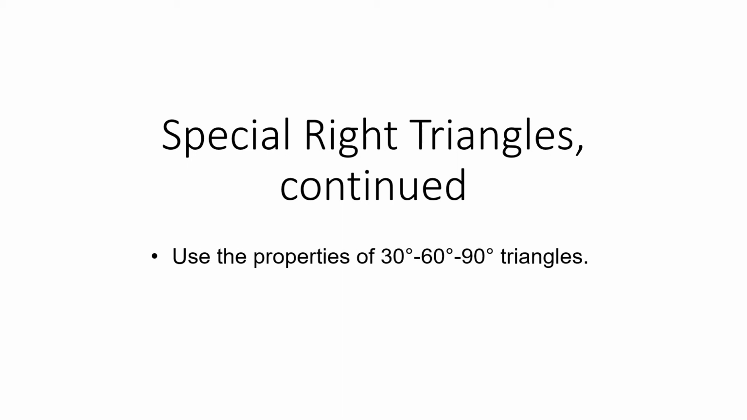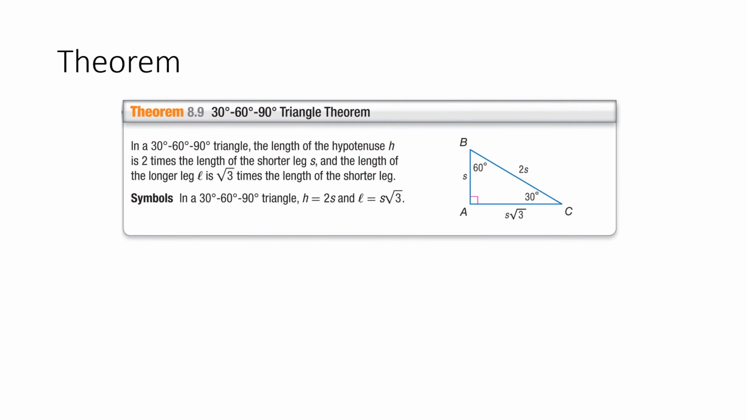In this video, we will talk about the 30, 60, 90 triangles. Here's the theorem, which you're welcome to read. I'm going to explain it to you rather than reading it to you. If you look at a 30, 60, 90 triangle, you notice that you have an s, a 2s, and an s square roots of 3.